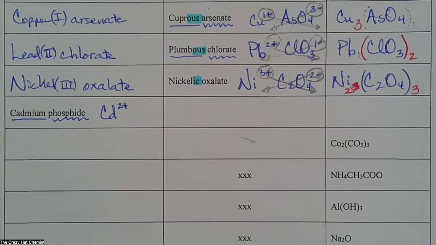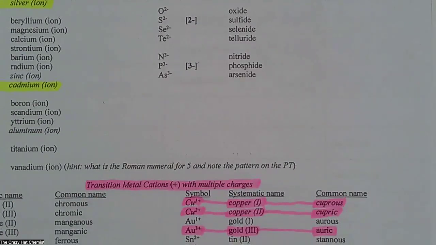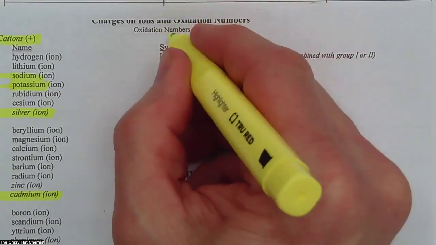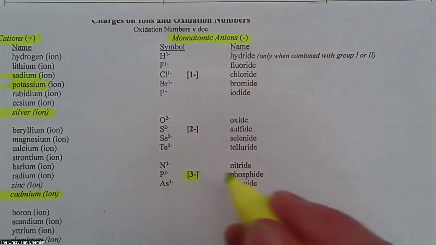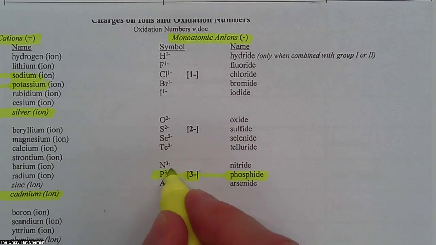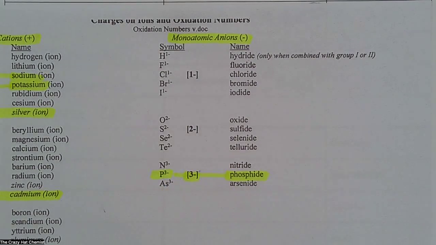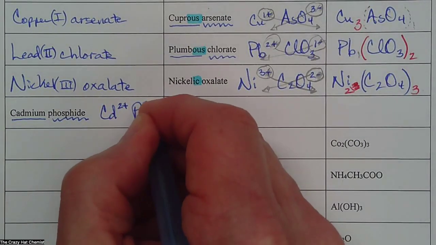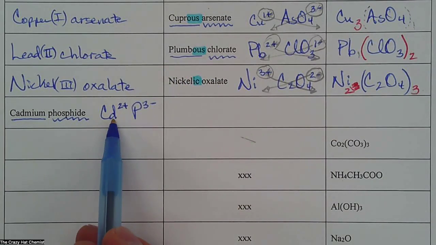Now I need to find phosphide, and phosphide is actually a monoatomic anion. It's in the 3 minus category. There it is, phosphide, and that is P with a 3 minus. Make sure you don't confuse that with phosphate or phosphite. There is a single letter difference in spelling, and it does matter. So this is phosphide.